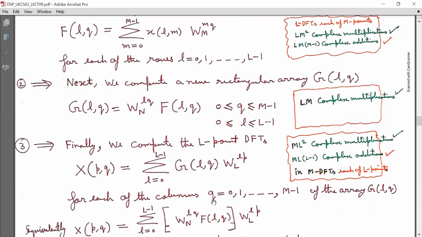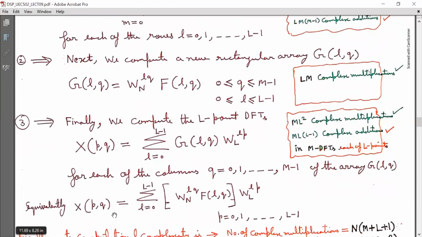For each of the columns q ranging from 0 to M minus 1 of the array G(l,q), eventually X(p,q) is equal to the summation l running from 0 to L minus 1 of F(l,q) W raised to power lp with base L. This operation requires M DFTs, each of L points, and it requires ML square complex multiplications and ML into (L minus 1) complex additions.